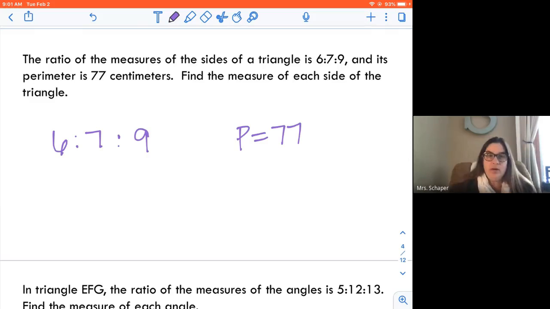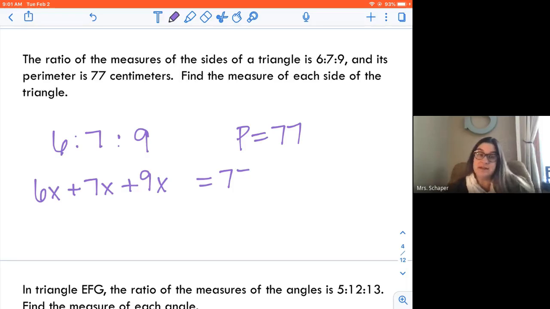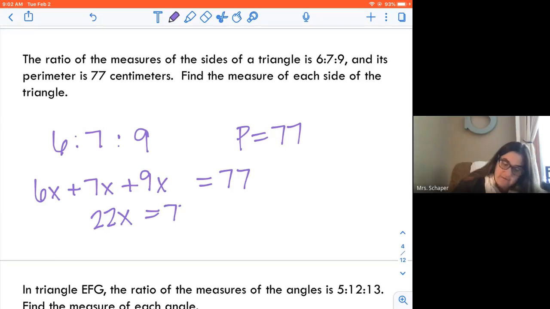Okay, so I know that when I add these three sides together, they need to equal 77. What I need to do is figure out what's the multiplier. What do I need to multiply the 6, the 7, and the 9 by, so that when I add those three values, I'm going to get 77? So I'm going to write that out as 6x plus 7x plus 9x. What do I multiply each of these parts by so that I get to 77? Okay, so 9 plus 7 is 16, plus 6 is 22. So 22x equals 77. That means my multiplier is going to be 7 halves.